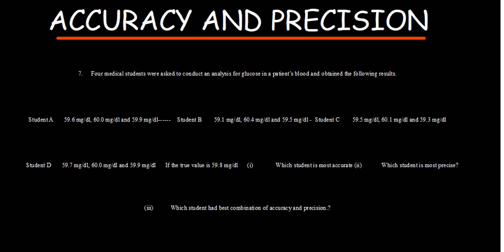And then the word precise or precision is looking at whether those numbers were really close to one another. So I'll repeat myself. Accuracy is how close your numbers are to the true value, and precision is how close those numbers are to one another.